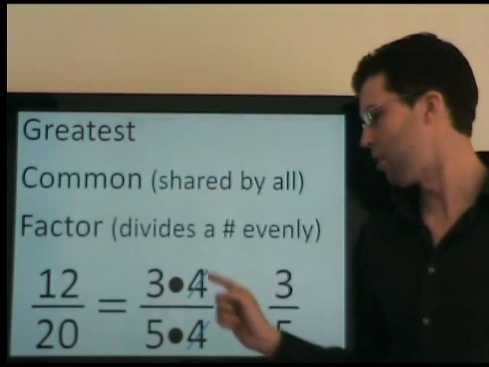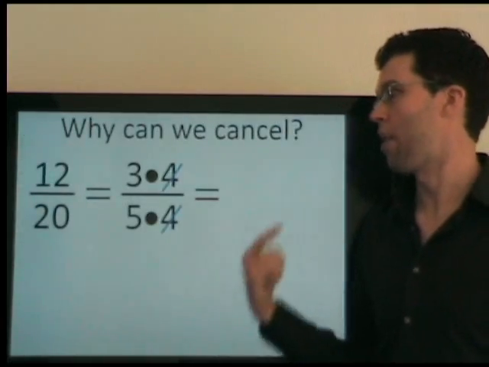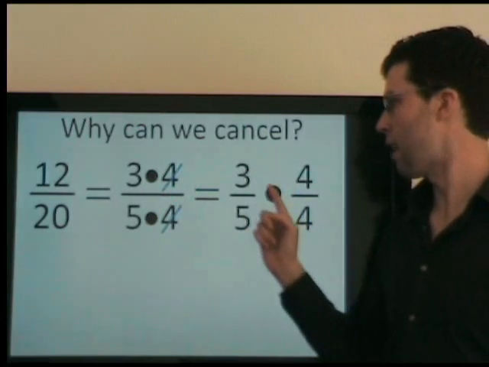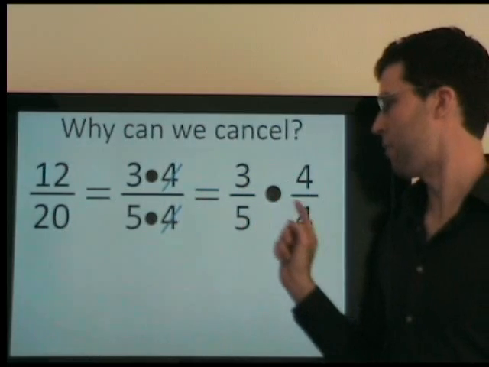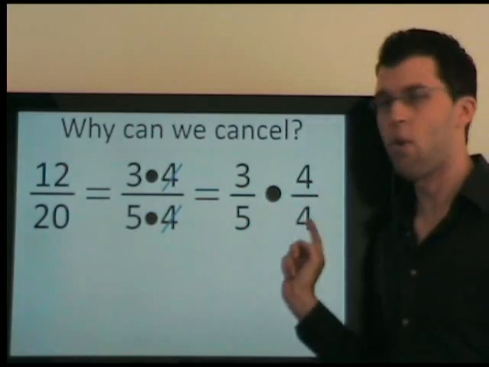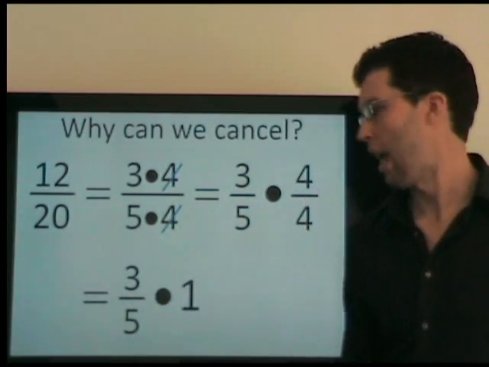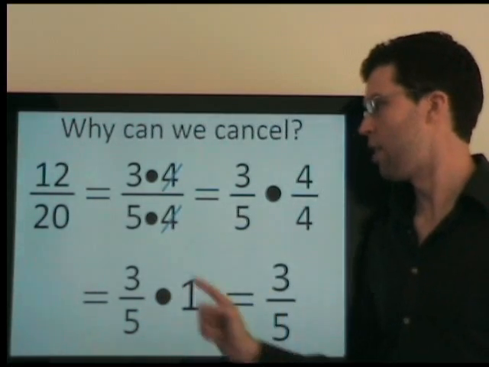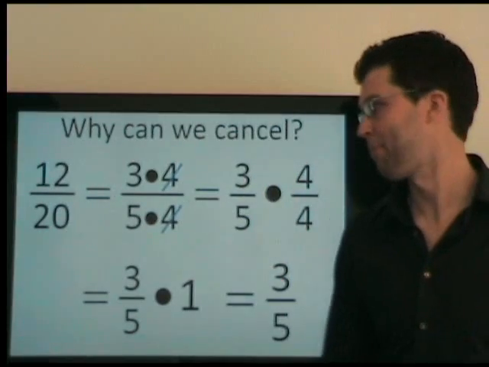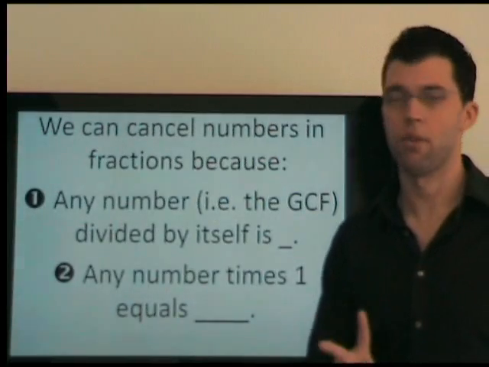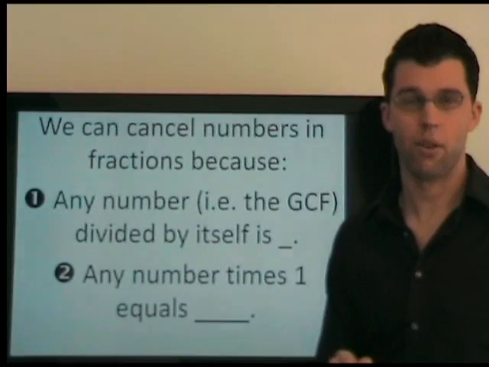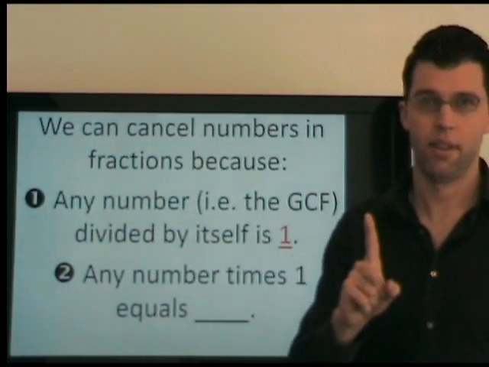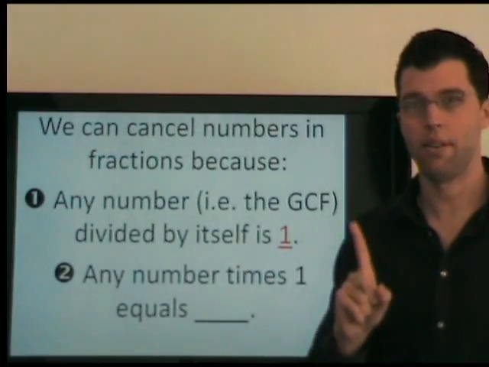But why can we cancel the 4 here? A lot of students don't know this. Well, we can rewrite this fraction like this, 3 times 4 and 5 times 4. Well, 4 over 4 is just 1. And any number times 1 is itself. So this is why the 4's go away. Okay? So let's review. The factors go away, or cancel, because the factor divided by itself is 1, and any number times 1 is itself.